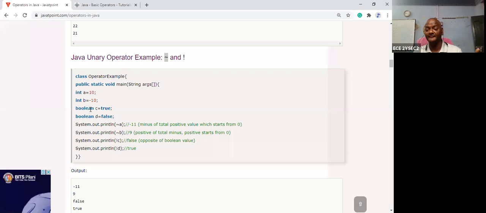From the variable declaration point of view, first you should mention the type. What is the type? Boolean. What is the variable? C. What are you assigning? True. By applying the not operation, what are you getting? False. Suppose let us take D is equal to false. I repeat, Boolean is the type, D is the variable, and false is assigned.